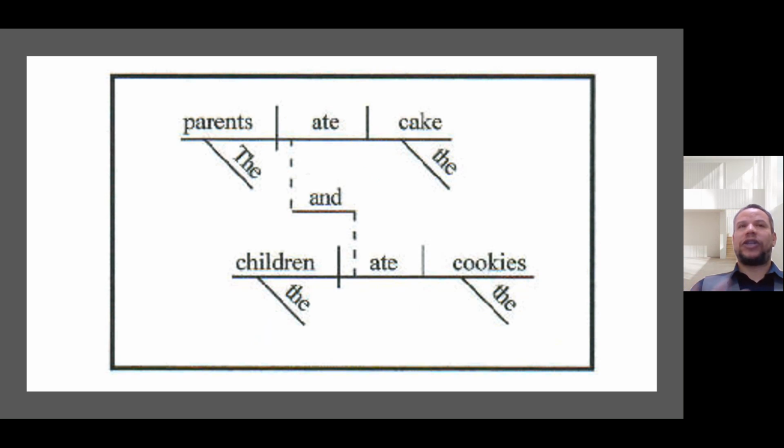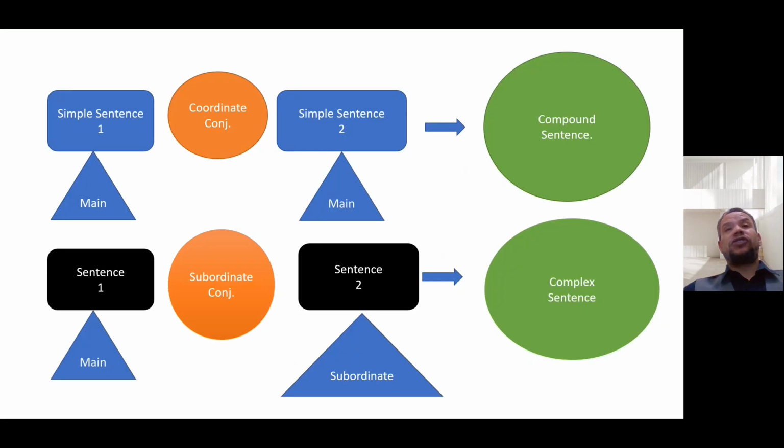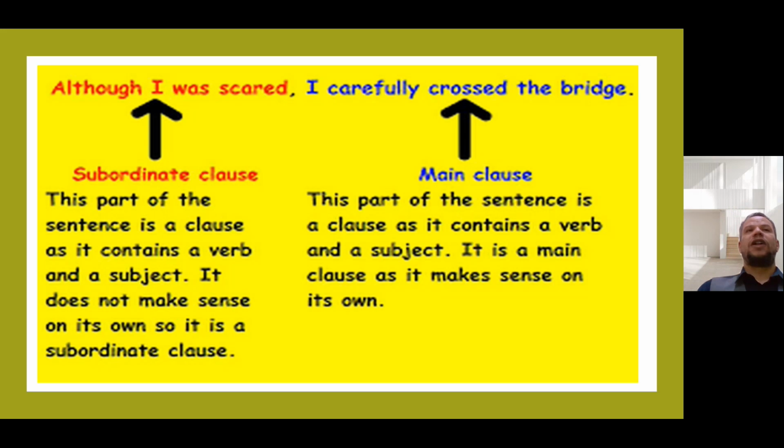Again, just to remind you: the parents ate the cake. The children ate the cookies. We have two sample sentences, each with complete meaning. So we have to use a coordinating conjunction to make a compound sentence. We used and here. That's great. To remind you again, have a look at that one, because it's essential, it's vital for you to understand it.